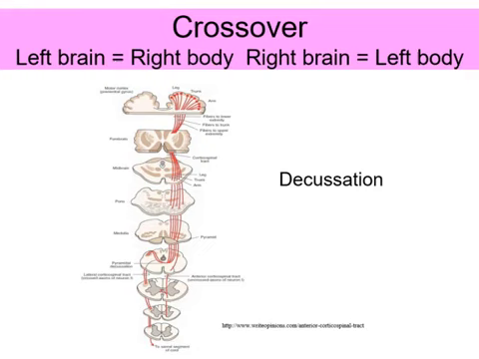So that crossover, why you have a stroke on one side of the brain but have the symptoms on the other, is called decussation. That crossover occurs inside the brain in the medulla oblongata and the spinal cord. And this is the reason why brain injuries and strokes on one side of the head or brain typically cause paralysis or signs and symptoms on the other side of the body.